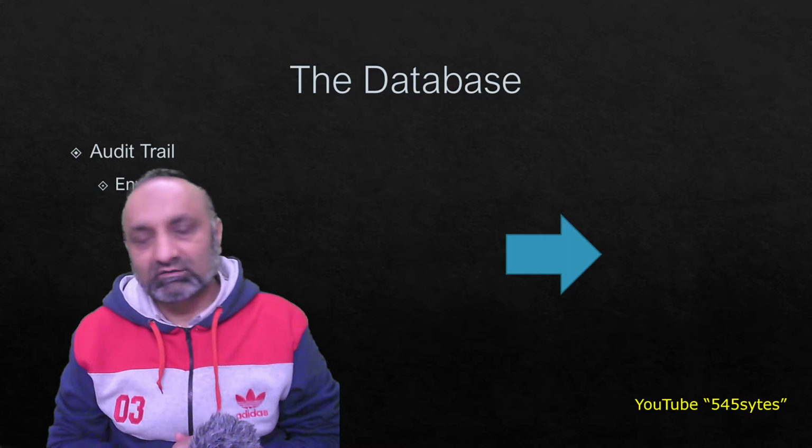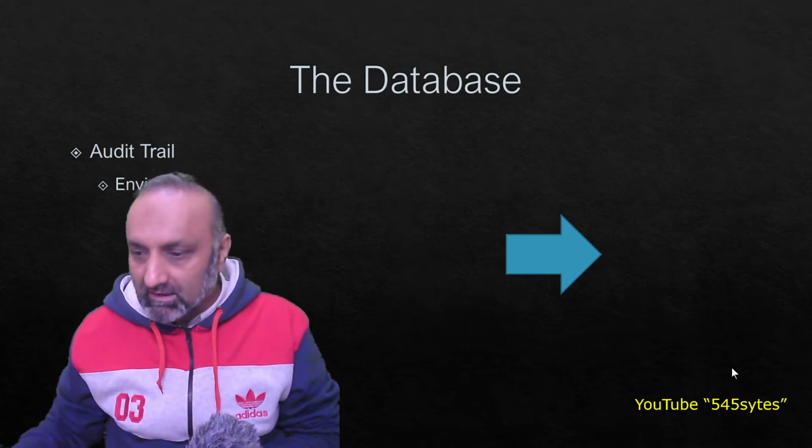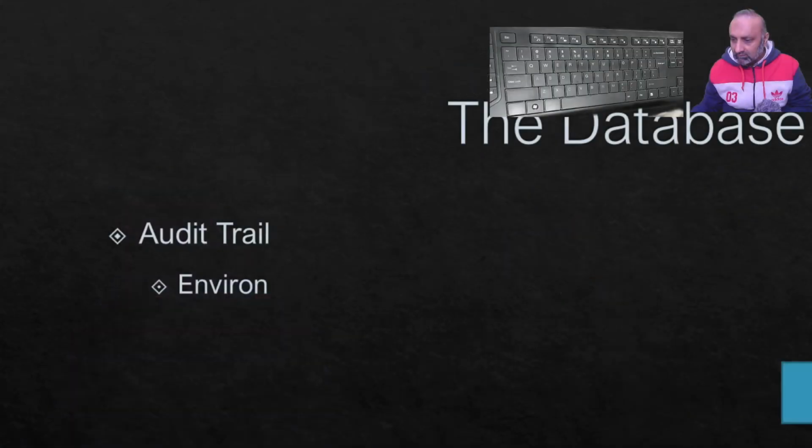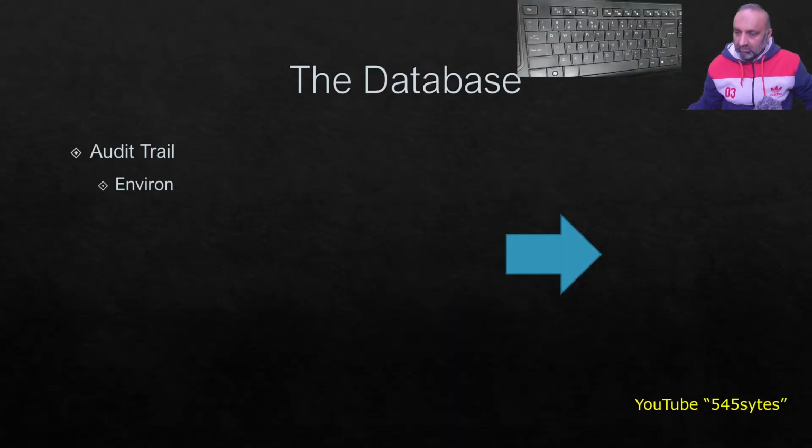And in this feature, our friendly function is Environ, from environment. So we have already discussed this function. So let's go to our workbook and start creating the audit trail.